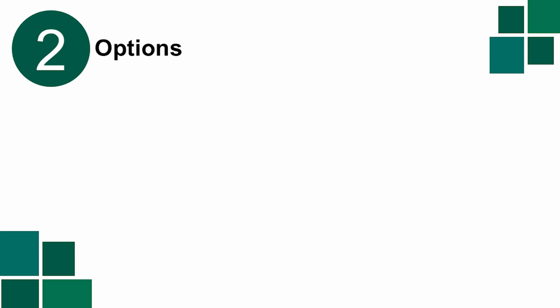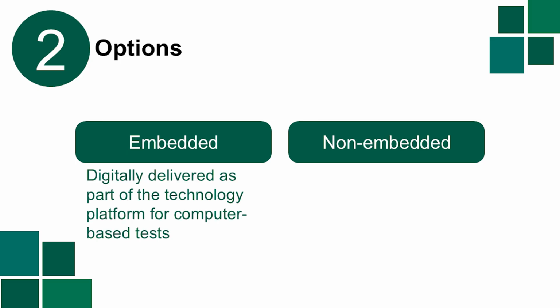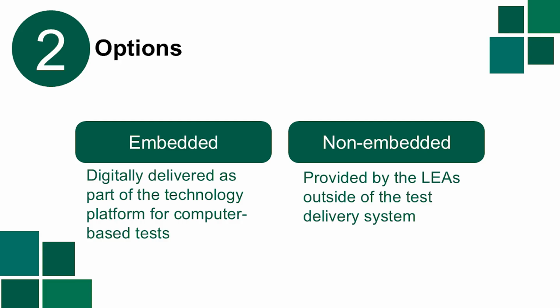When it comes to the delivery of accessibility resources, there are two options: embedded and non-embedded. Embedded resources are digitally delivered as part of the technology platform for computer-based tests, such as text-to-speech for math and science. Non-embedded resources are provided by the local educational agency, or LEA, outside of the test delivery system, such as noise buffers and scratch paper. Some embedded resources are available only for specific test questions or specific domains for which they are allowed.